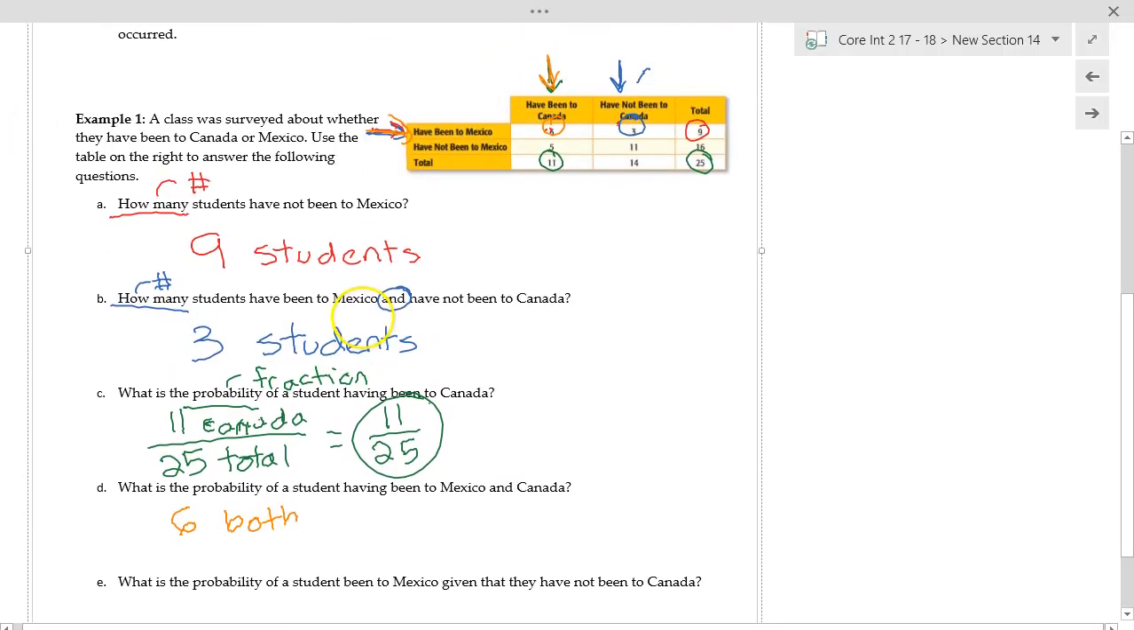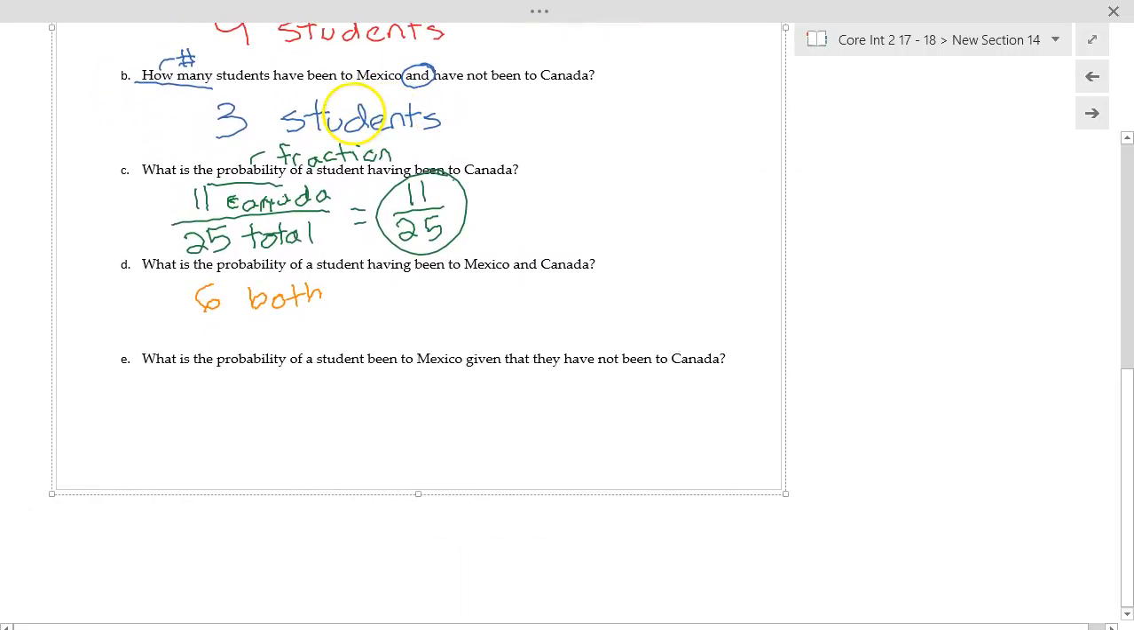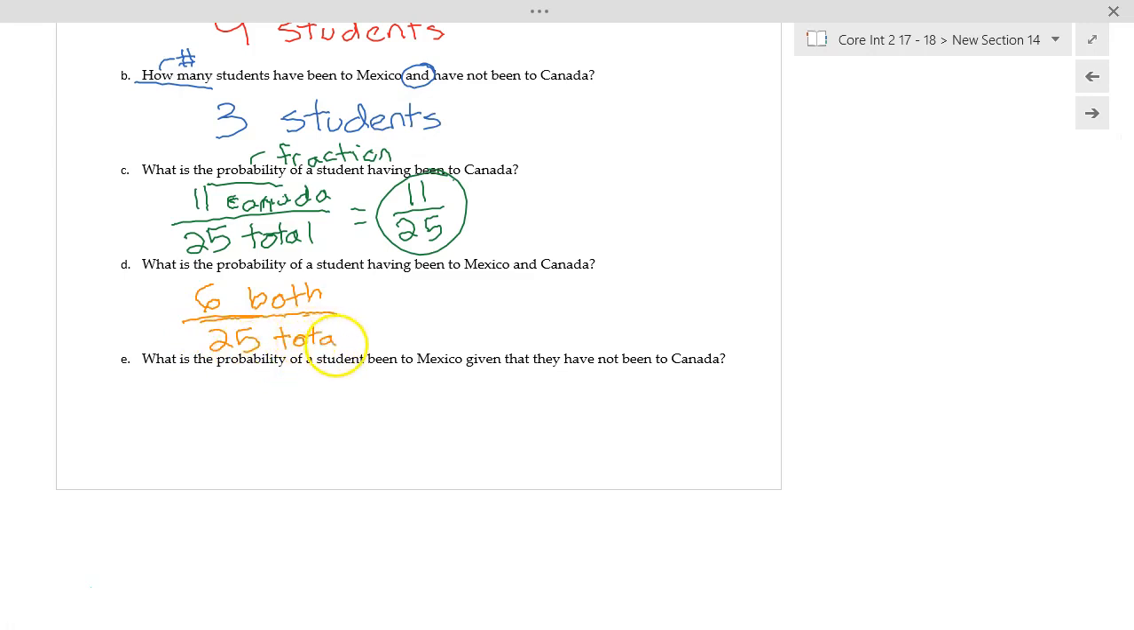And then still the total of how many people is 25 over 25 total. That's 6 over 25. That also cannot be reduced. That's my probability: 6 have been to both Mexico and Canada over 25 total. Alright, and then finally E.